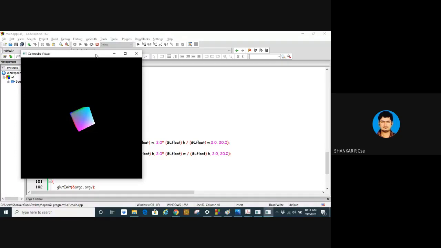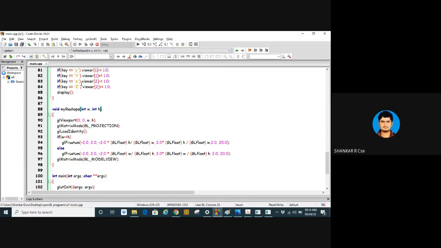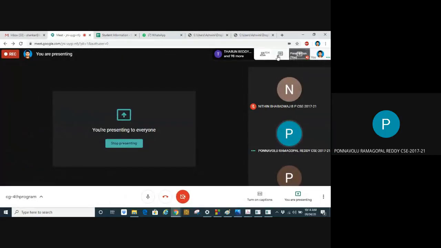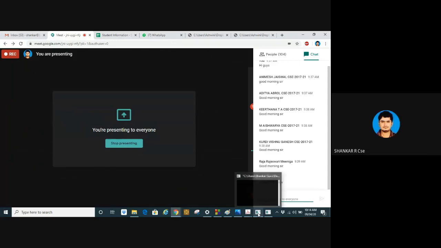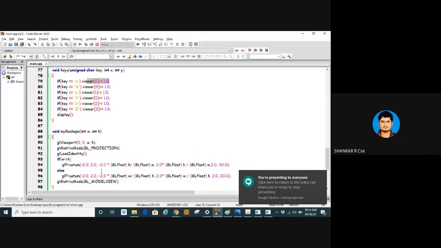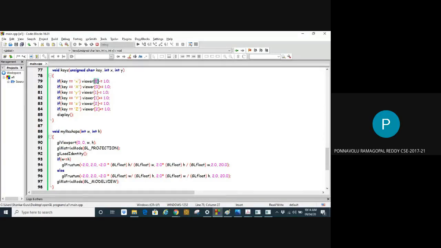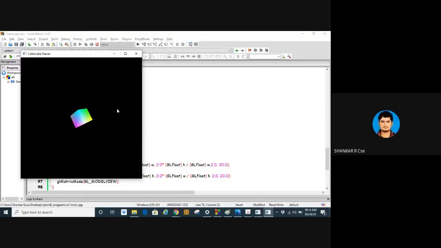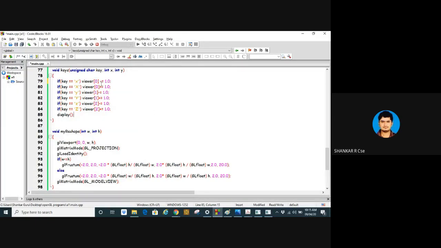You can change the behavior. You can press any key. You should write the code here. You can see, small x means viewer 0 minus equal to 10. If I press small x, viewer of 0, which means the x-axis, minus equal to 1 means go far away. If I press capital X, come nearer to you. So this minus and plus plays a big role.